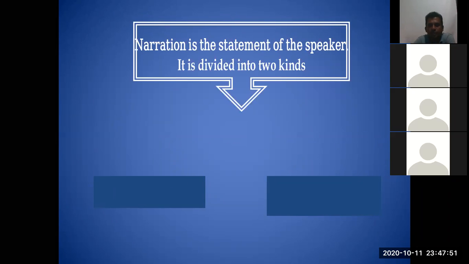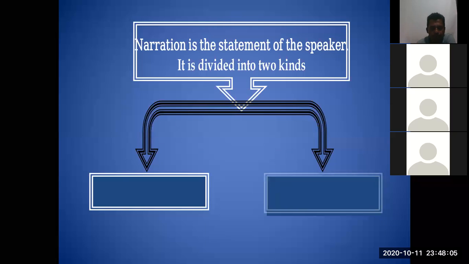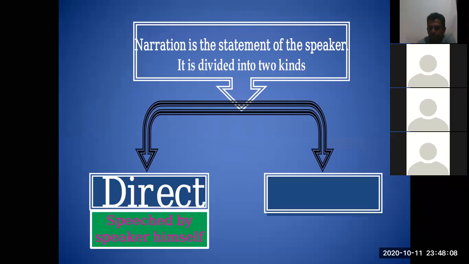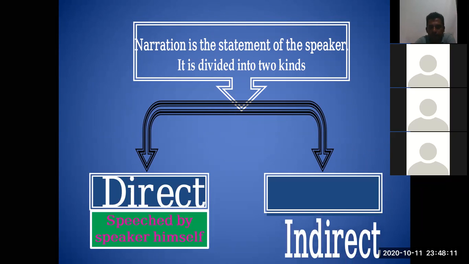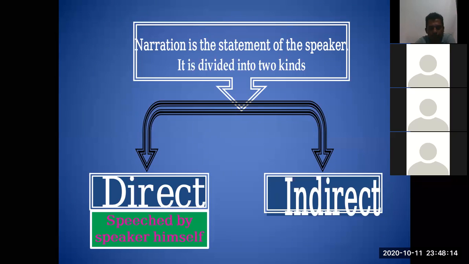Narration is the statement of the speaker. This is a short definition of narration, and it is divided into two kinds. Narration is of two kinds: direct narration and indirect narration. Direct narration is speech by the speaker himself. When the speaker directly describes or narrates something, then we call it direct narration. And when the speaker narrates anything indirectly, it is called indirect narration, speech by others.